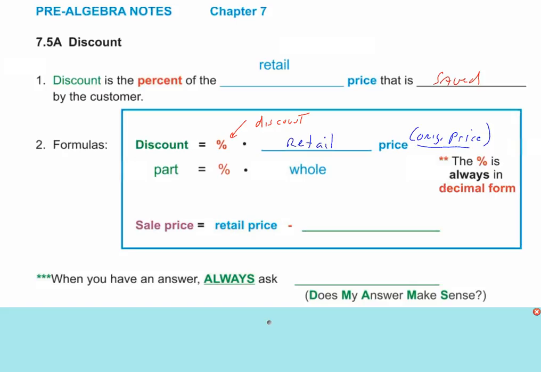So the sale price is always going to be the retail price minus the discount. That should be green. Retail price minus the discount. Sale price, retail price minus discount. And remember, in any kind of problem where there are words, you've got to ask yourself, does my answer make sense? Does my answer make sense?